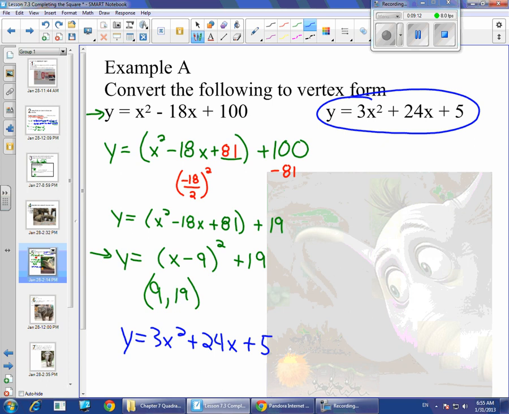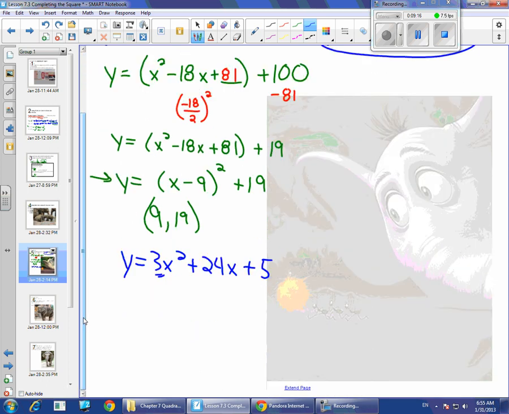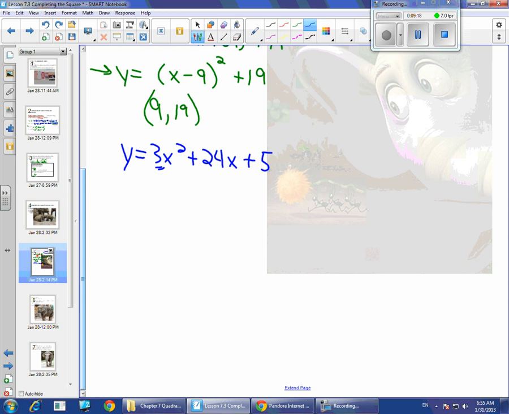The big difference between this one is it's got a 3 in front of the x squared, so I'm going to have to take care of that. But if you think about the steps I gave you before, the first step was to factor that out, so we're going to get it out of the way. Again, I'm going to group together these first two terms. Now I'm going to use factoring here, but I'm only going to use factoring on that set of parentheses.